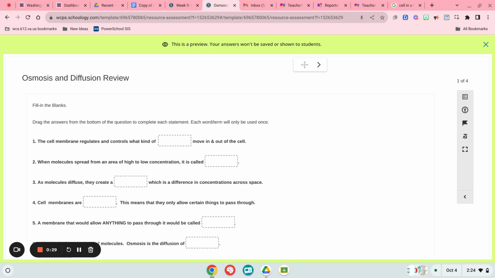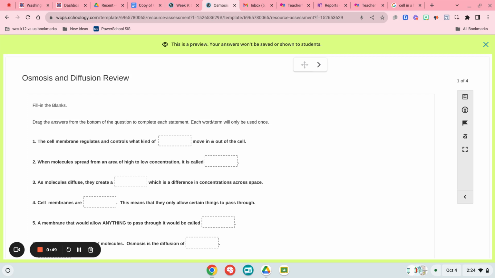So here goes. Number one, the cell membrane regulates and controls what kind of these move into and out of the cell. So remember that the cell membrane is in control of what comes into and out of the cell, and that's based upon concentrations.